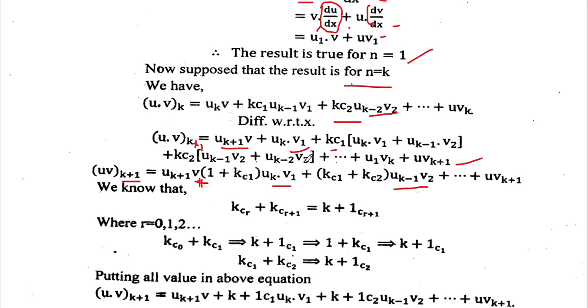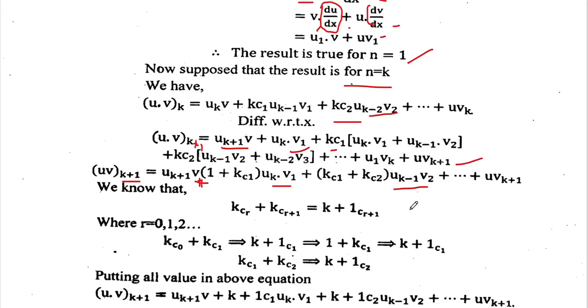Now we take u^k v1 as the common term from this term. So what is remaining here? 1 plus kC1. If you multiply, you will get kC1 u^k v1. So take u^k v1 common. What is the remaining term? In the bracket, 1 plus kC1. The plus term stays as it is.